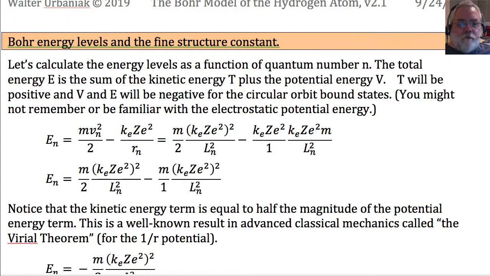Bohr energy levels and the fine structure constant. Let's develop the energy levels as a function of quantum number n. The total energy is the sum of the kinetic energy T, capital T, plus the potential energy, capital V. T will be positive and V and E will be negative for the circular orbit bound states. You might not remember or be familiar with the electrostatic potential energy.